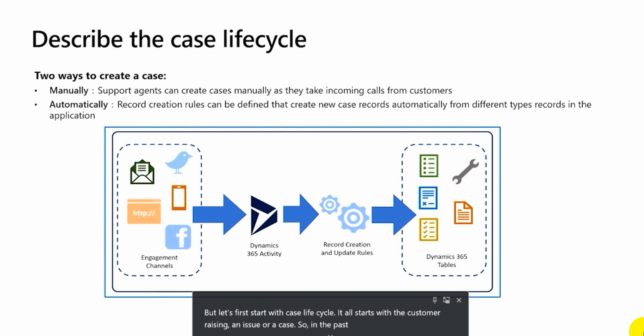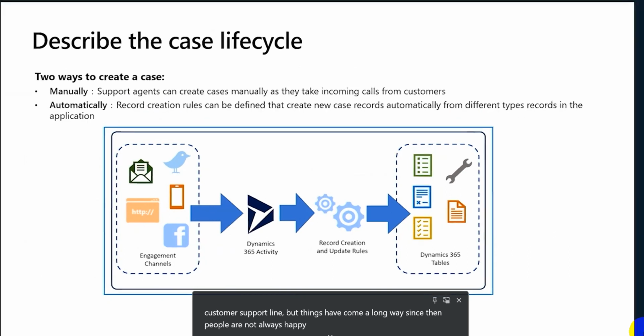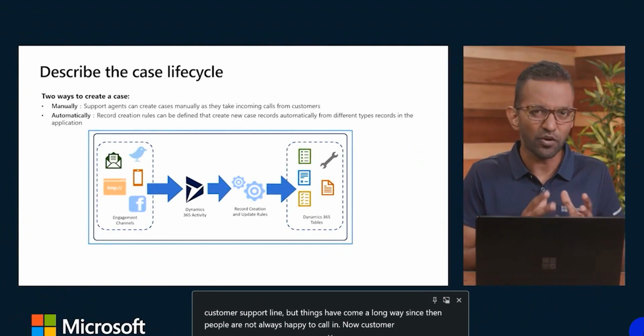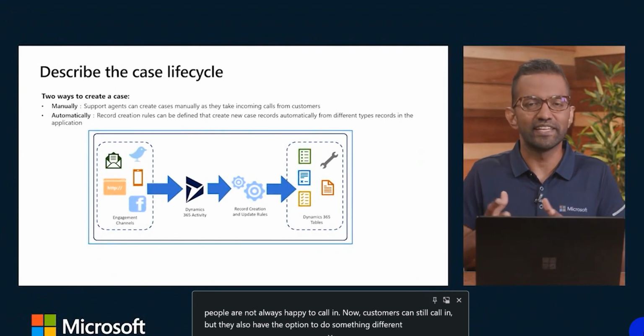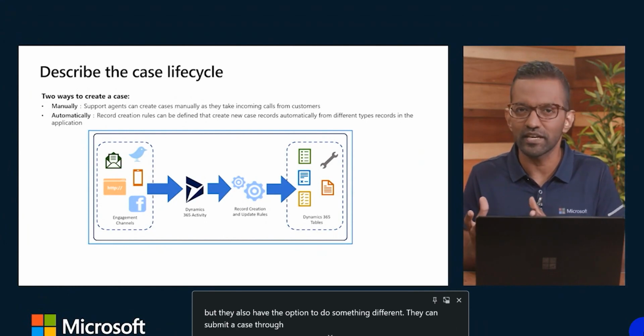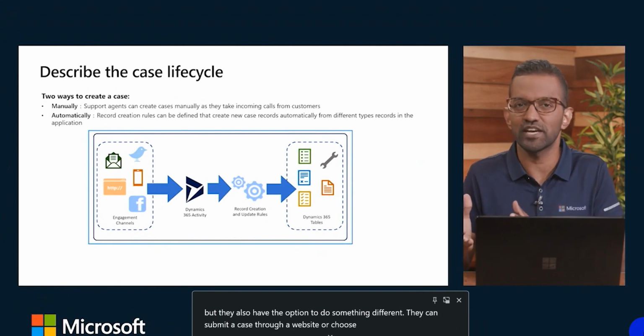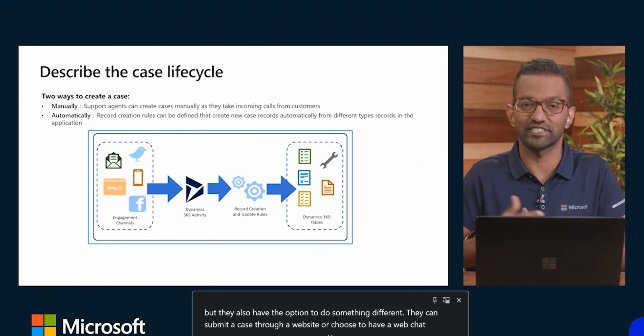So in the past, customers were limited to a customer support line. But things have come a long way since then. People are not always happy to call in. Now, customers can still call in, but they also have the option to do something different. They can submit a case through a website, or choose to have a web chat, or even via text.